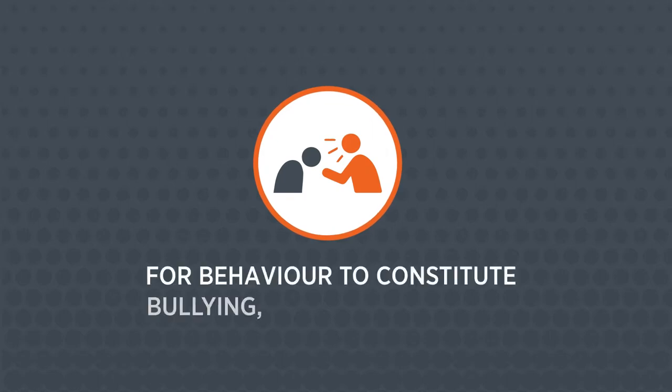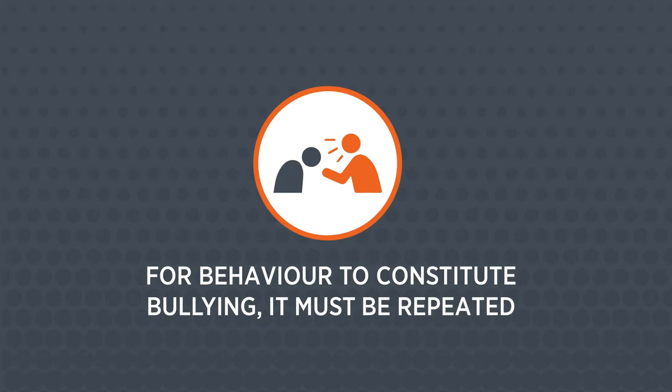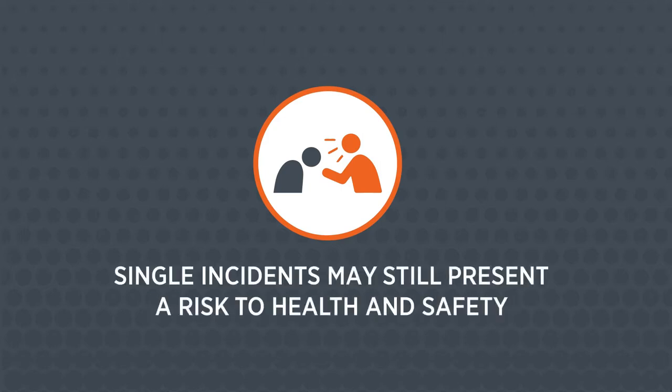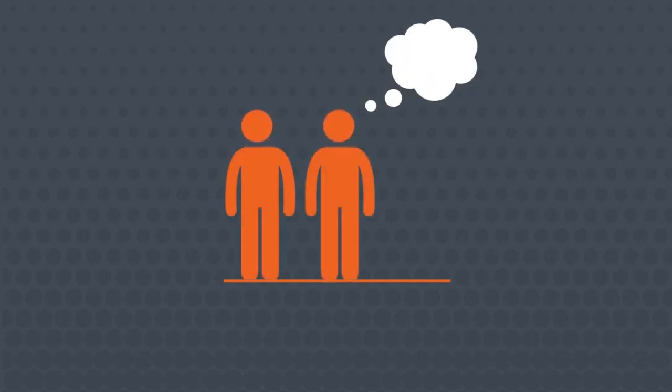For behaviour to constitute bullying, it must be repeated. A one-off incident would not normally constitute bullying, although single incidents may still present a risk to health and safety. There is no requirement that the person deliberately or intentionally meant to bully the person. However, intention may be relevant in assessing the severity of the conduct.